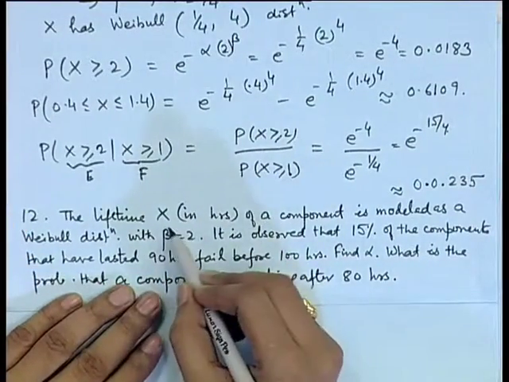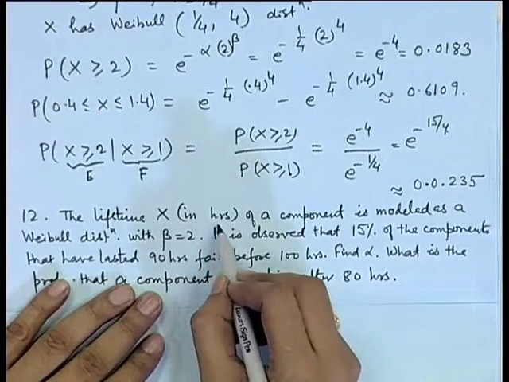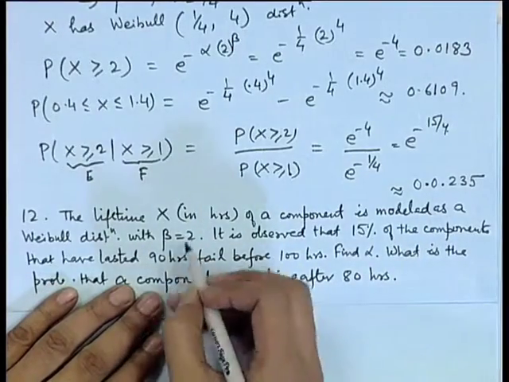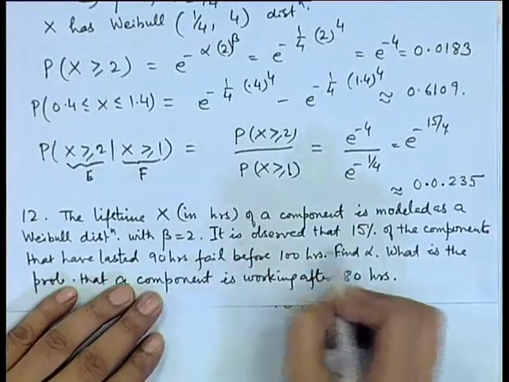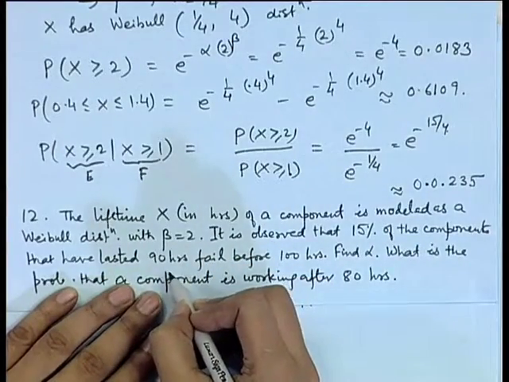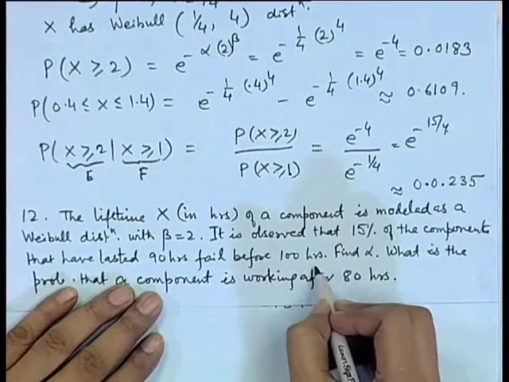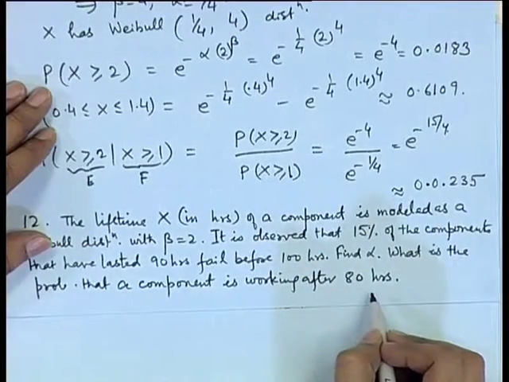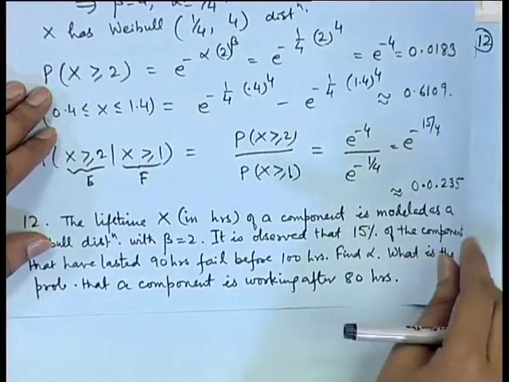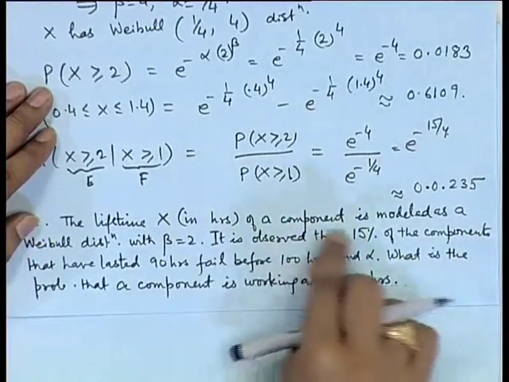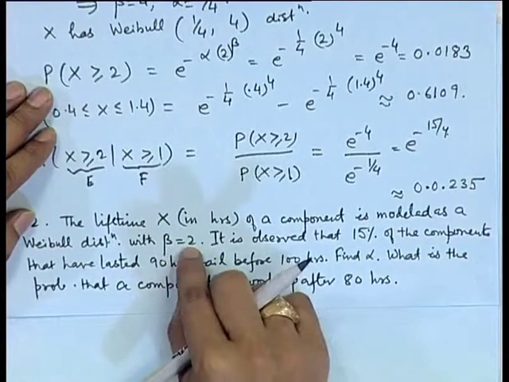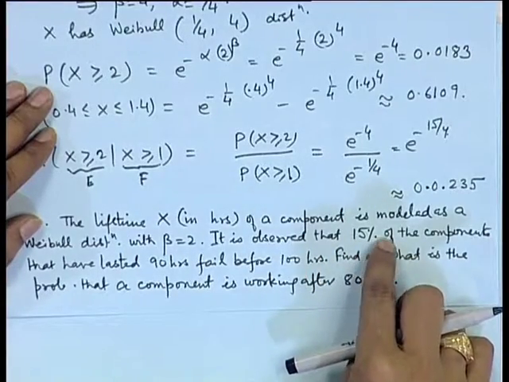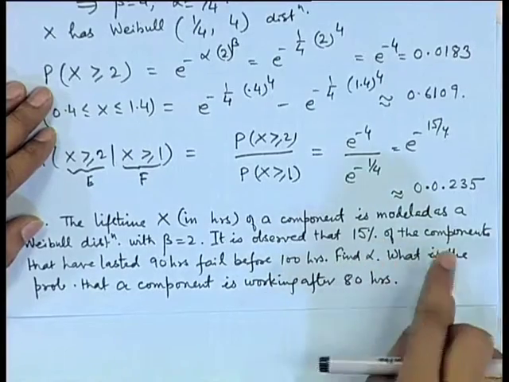Let us look at another application of Weibull distribution. So, life in hours we denote by the random variable x of a component is modeled as a Weibull distribution with beta is equal to 2. It is observed that 15% of the components that have lasted 90 hours fail before 100 hours. Find the value of alpha. What is the probability that a component is working after 80 hours? Now, here notice that for Weibull distribution the parameter beta has been specified, the parameter alpha has not been specified, but certain condition is given. So, we can use this condition to determine the value of alpha.